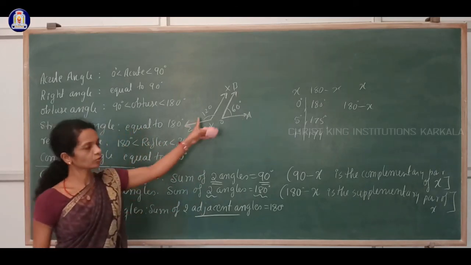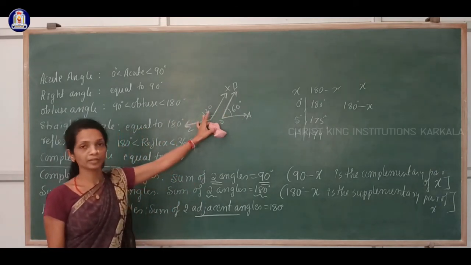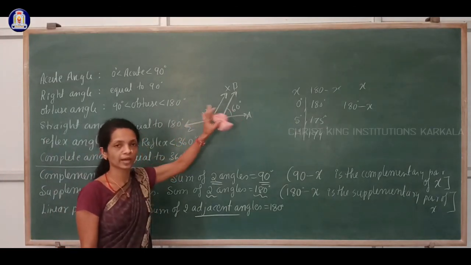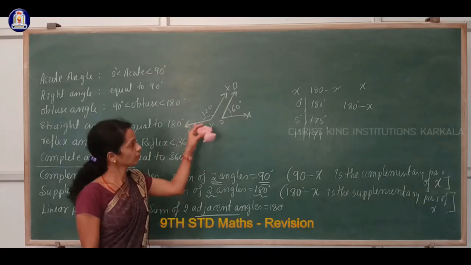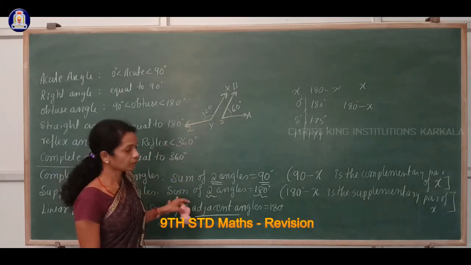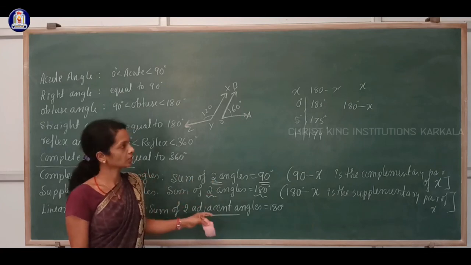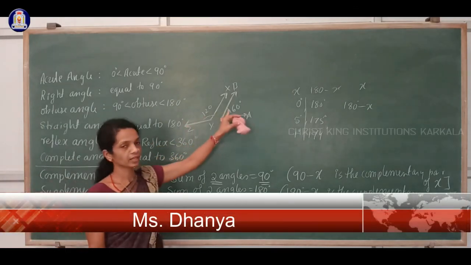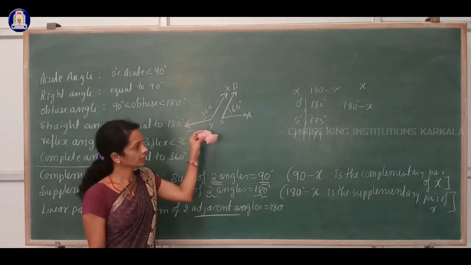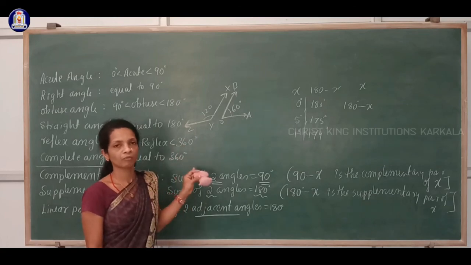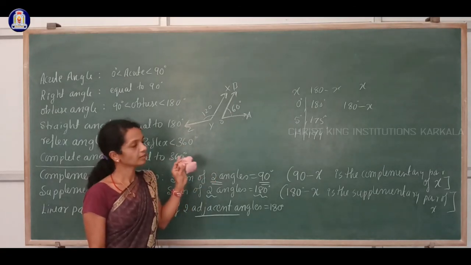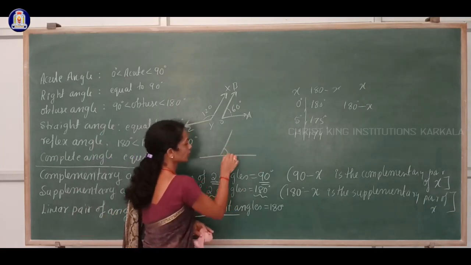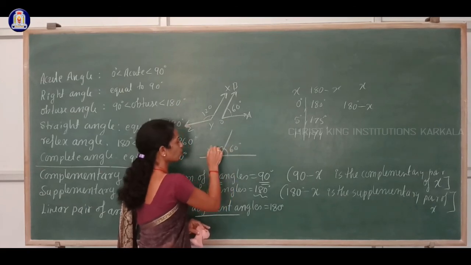See here, these two angles are just supplementary angles, they are not a linear pair of angles. Here 120 degrees and 60 degrees, the sum of these two angles is 180 degrees. So we can say these angles are supplementary angles, but we cannot say they are a linear pair of angles. Why? Because these two angles are not adjacent angles. To say two angles are adjacent, they must have one common side, a common arm, and a common vertex.